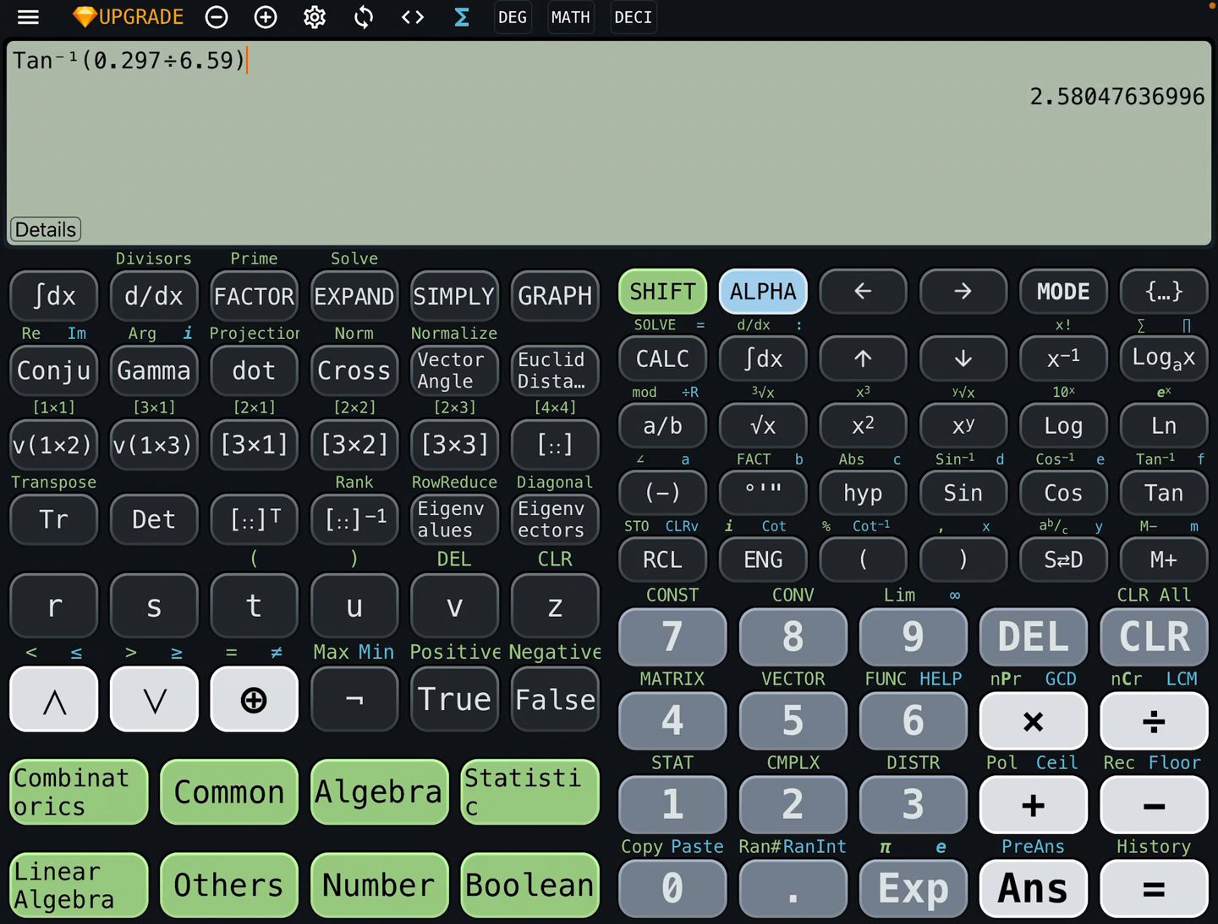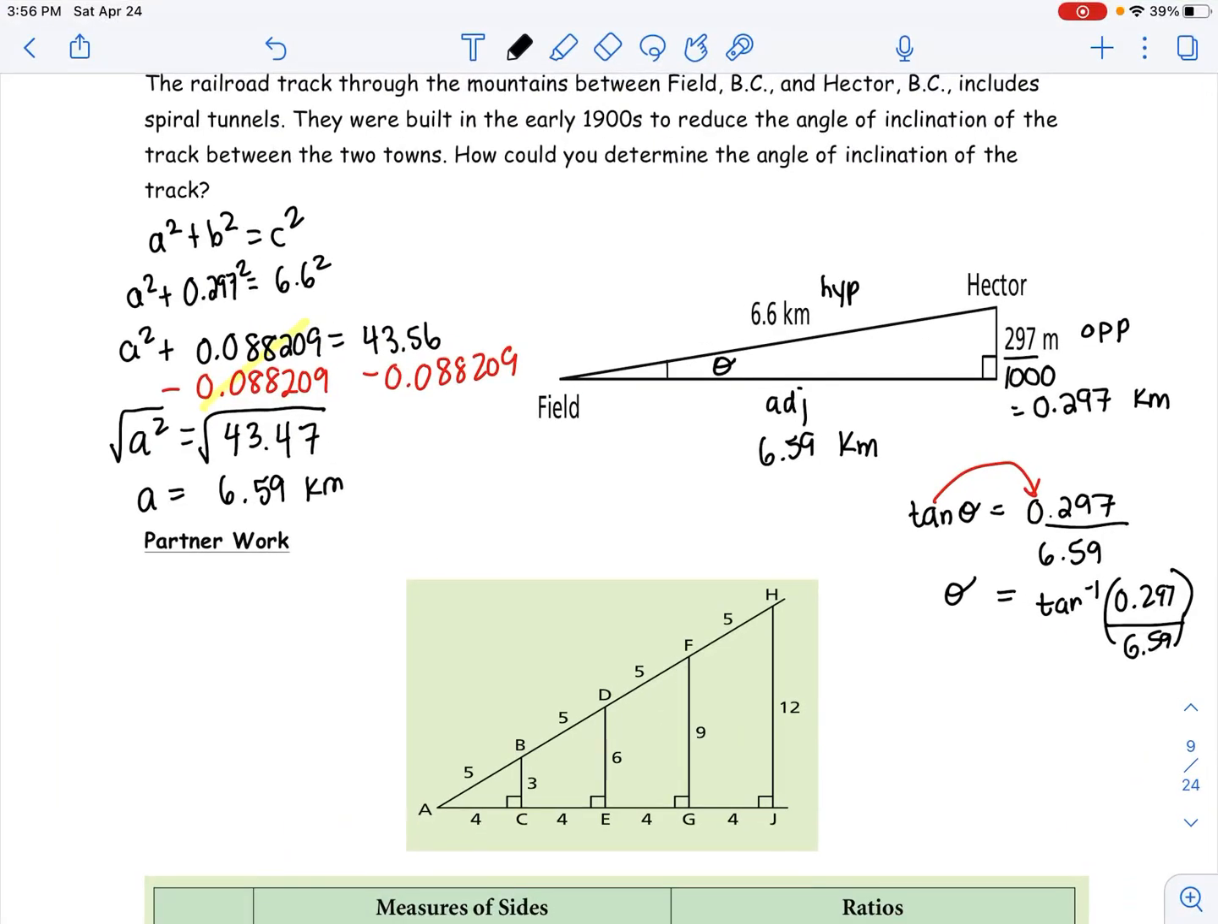Close your bracket. You should get 2.59, and this is an angle in degrees, a really small angle, 2.58 degrees. So theta equals 2.58 degrees, and that's the angle of inclination, so it's a really small angle.